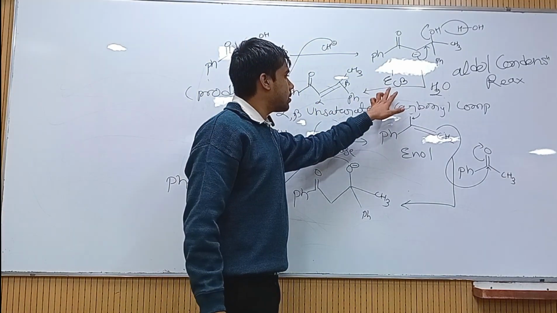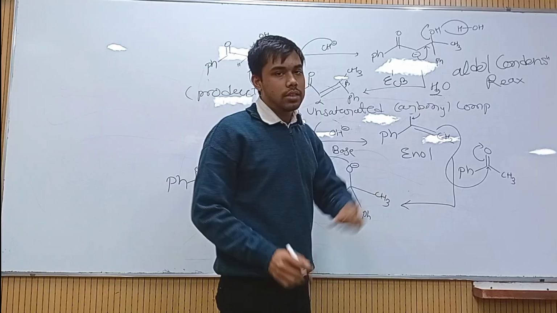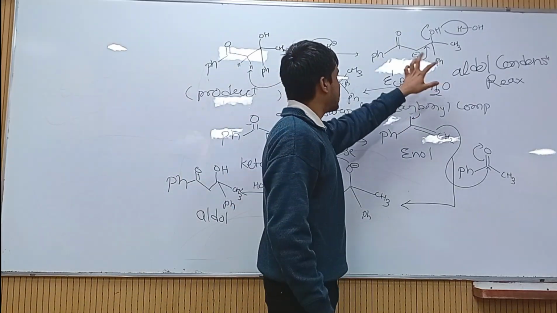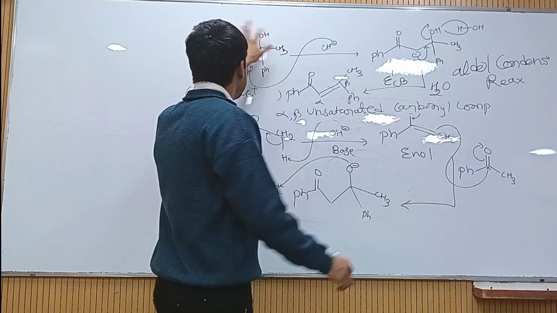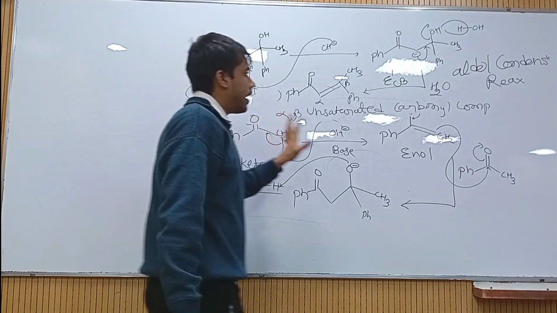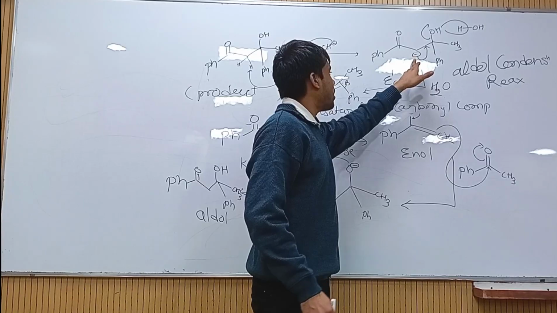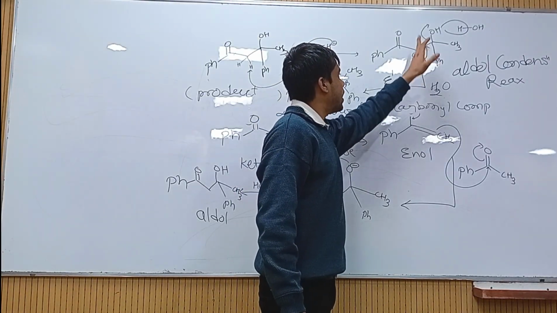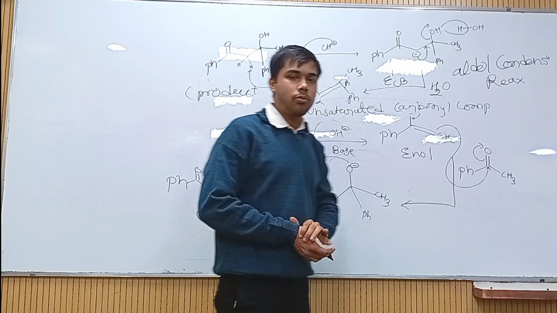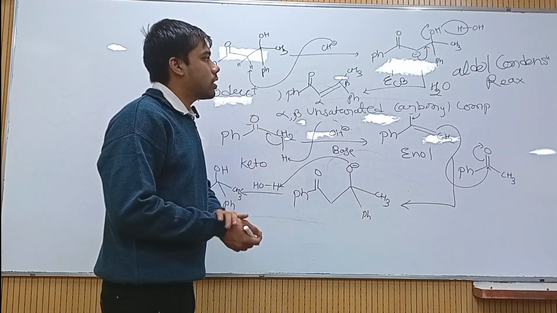What is the full form of E1CB? E1CB is the first order conjugate base elimination reaction. That means the elimination of this reaction will solely depend on this molecule's concentration, and the elimination will proceed via a carbanion intermediate. The carbanion intermediate will ultimately lead to the elimination of a water molecule. So this is the typical aldol condensation reaction.